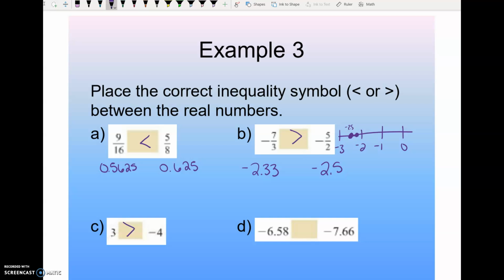3 is bigger than -4. And on this one, again, with negatives, you want the number closer to 0. The number closer to 0 is bigger than the number farther from 0.